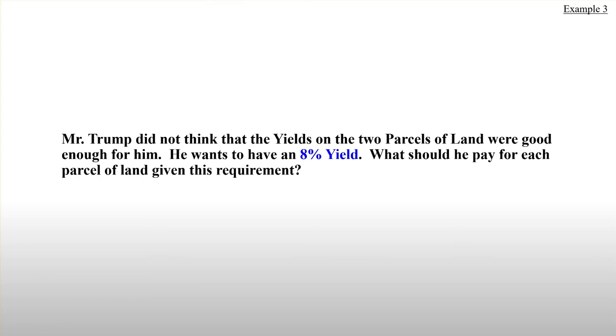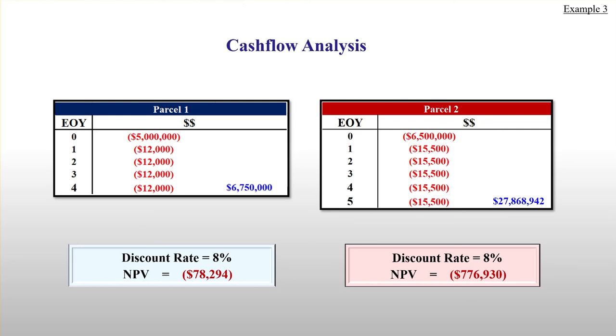Mr. Trump did not think that the yields on the 2 parcels of land were good enough for him. He wants to have an 8% yield. What should he pay for each parcel of land given this requirement? This is where we run our cash flow analysis for the 2 properties using an 8% discount rate to determine their respective net present values as follows. We see that they're both negative numbers, which means that in order to achieve our target yield of 8%, we must reduce the purchase price by the net present value calculated here.